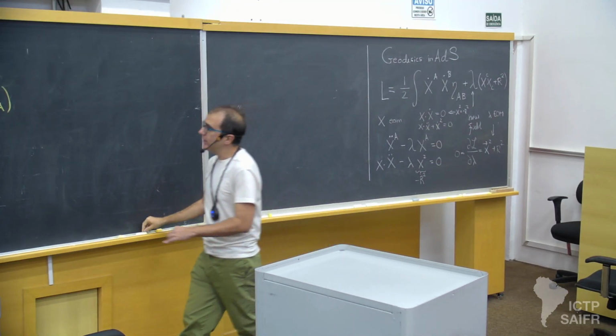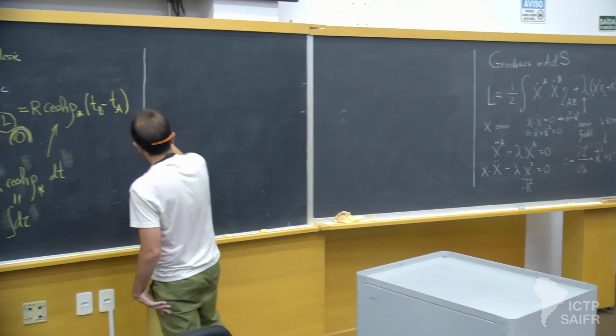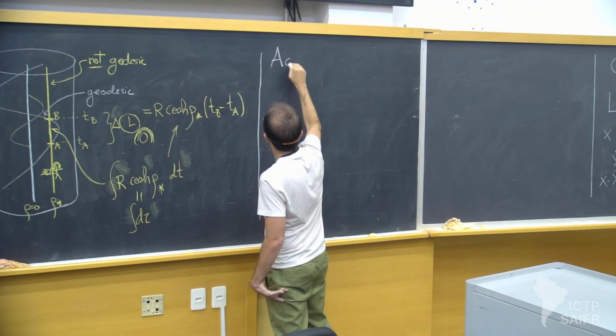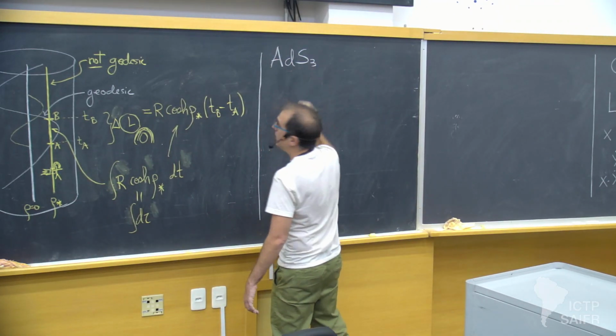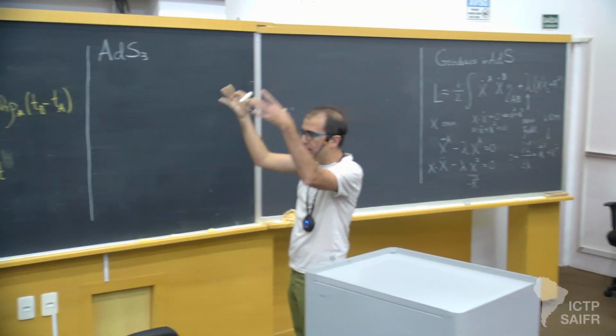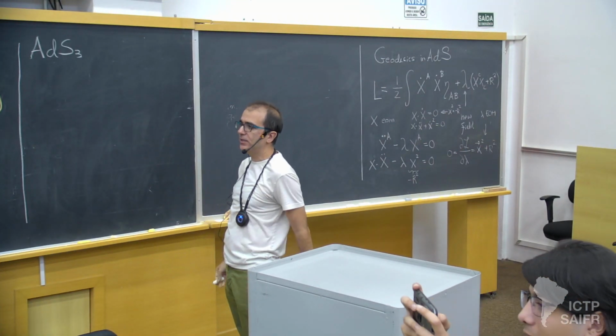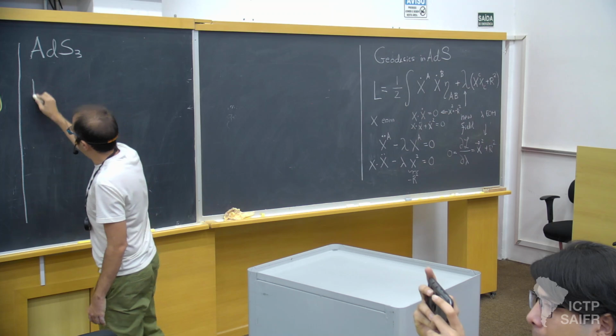So let's study geodesics in AdS3. AdS3 is perfect because it's really a cylinder. It's really exactly that picture that we drew there. So let's write the Lagrangian.